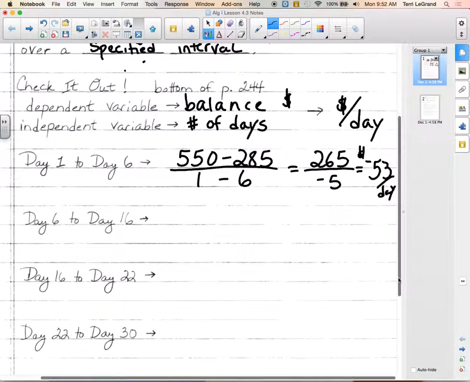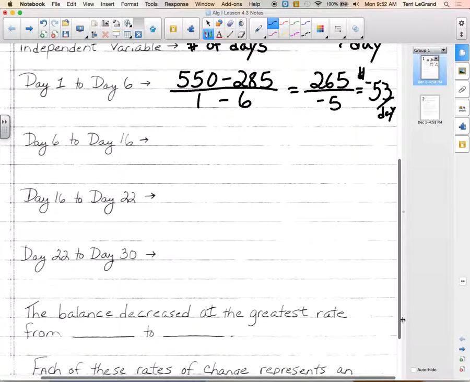Okay, what would the setup be for day 6 to day 16 then? What would we have upstairs? Brendan, what would be our subtraction problem upstairs? 285 minus 210. Okay. Sage, what would be our subtraction problem downstairs? It'll be 6 minus 16. 6 take away 16. Okay. So we have 285 take away 210. Class, what's that?